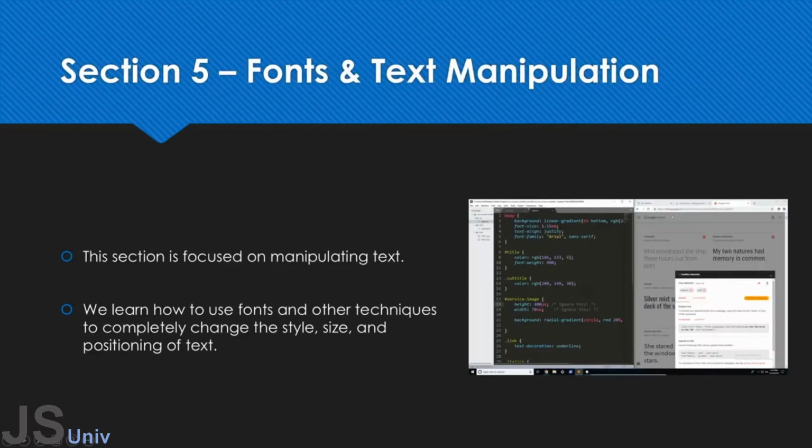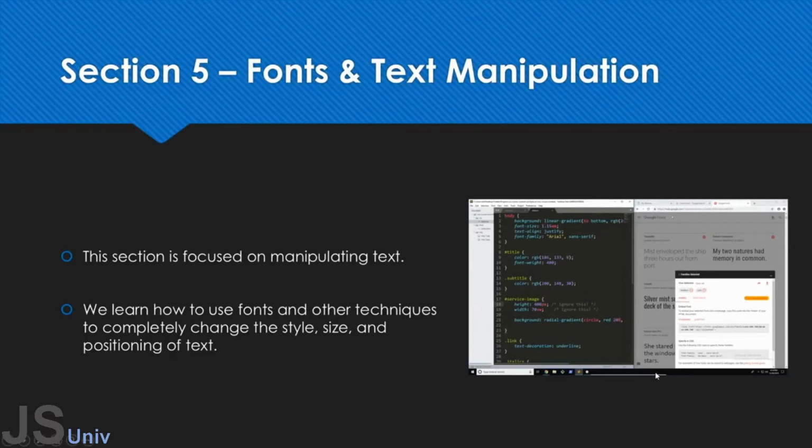The next section is going to be looking mainly at text. So we're going to be looking at trying to change the feel, style, and look of text. So we're going to be changing the fonts, the size. We're also going to be changing the bolding. There are so many different things that you can do in this section, and we're going to cover all of them then.